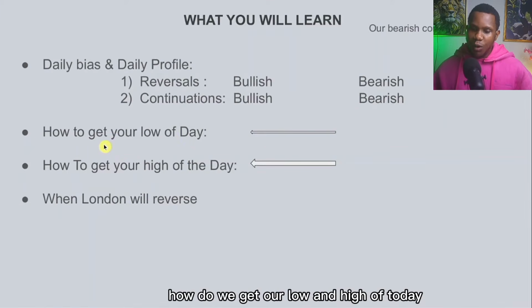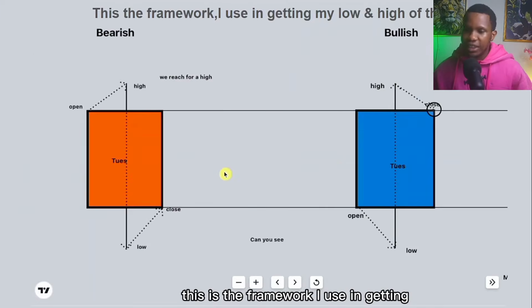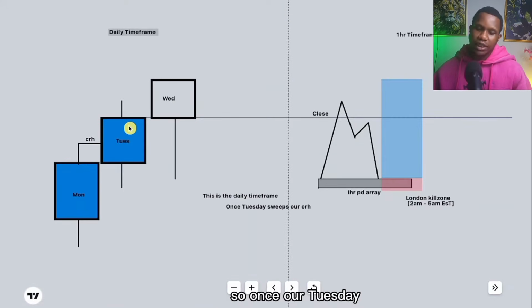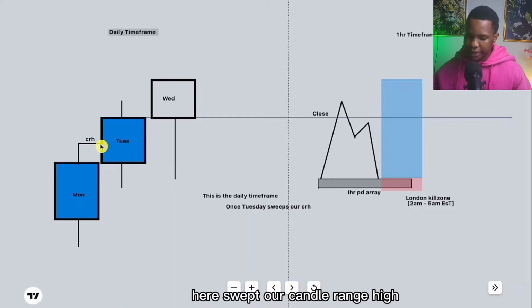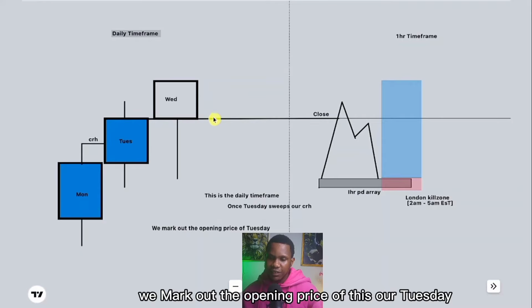How do we get our low and high of the day? This is a framework I use in getting my low and high of the day. So once our Tuesday here swept our candle range high, we mark out the opening price of this our Tuesday.